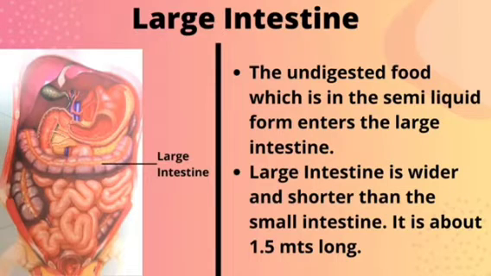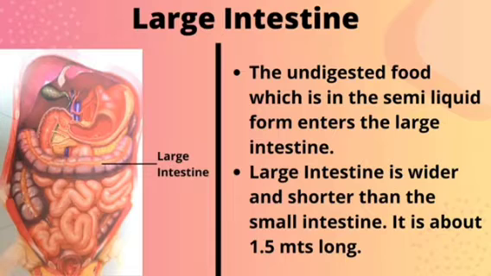So what happens? In the small intestine, all the complete digestion takes place, and whatever food is digested is absorbed by the body. Now the undigested food cannot be absorbed, isn't it? It has to be thrown out of the body. So where does it go from the small intestine? The undigested food, which is still in a semi-liquid form, enters the large intestine.